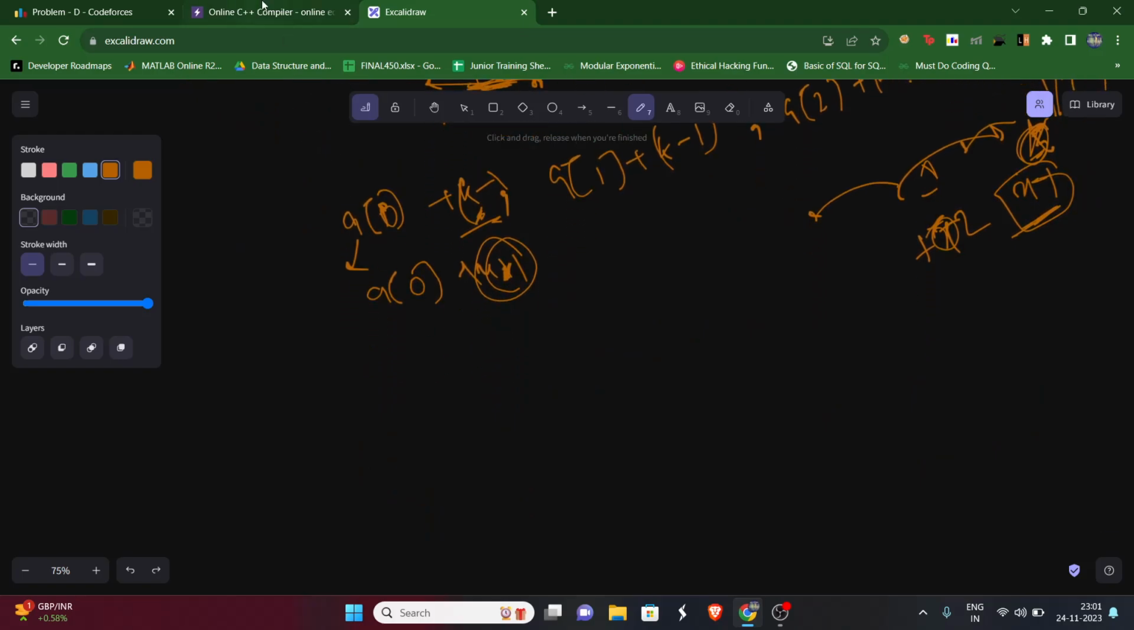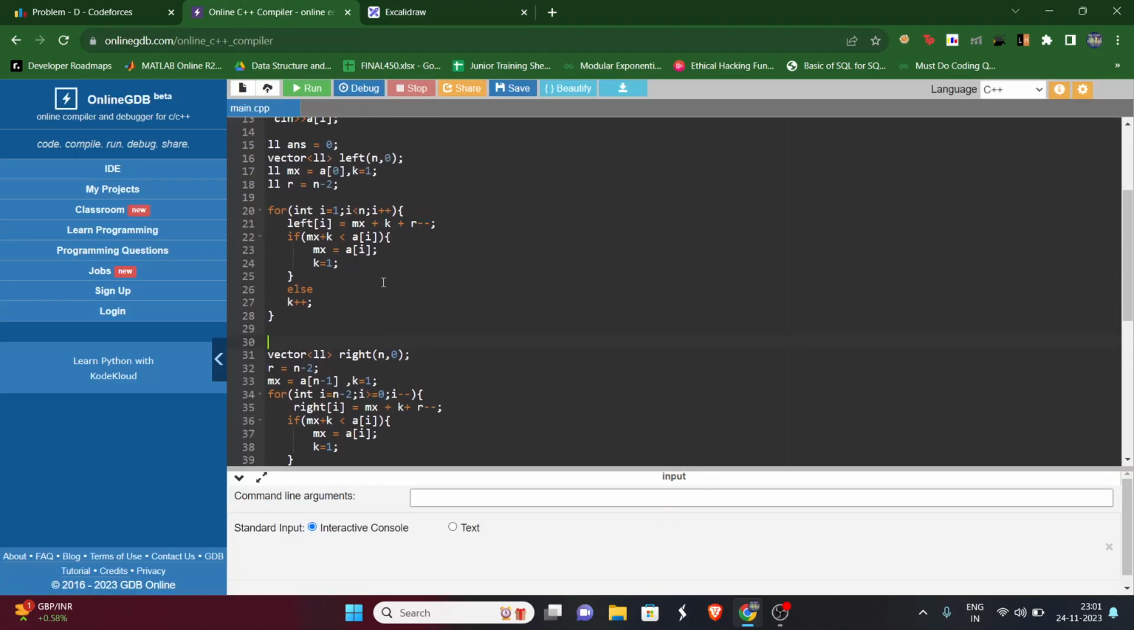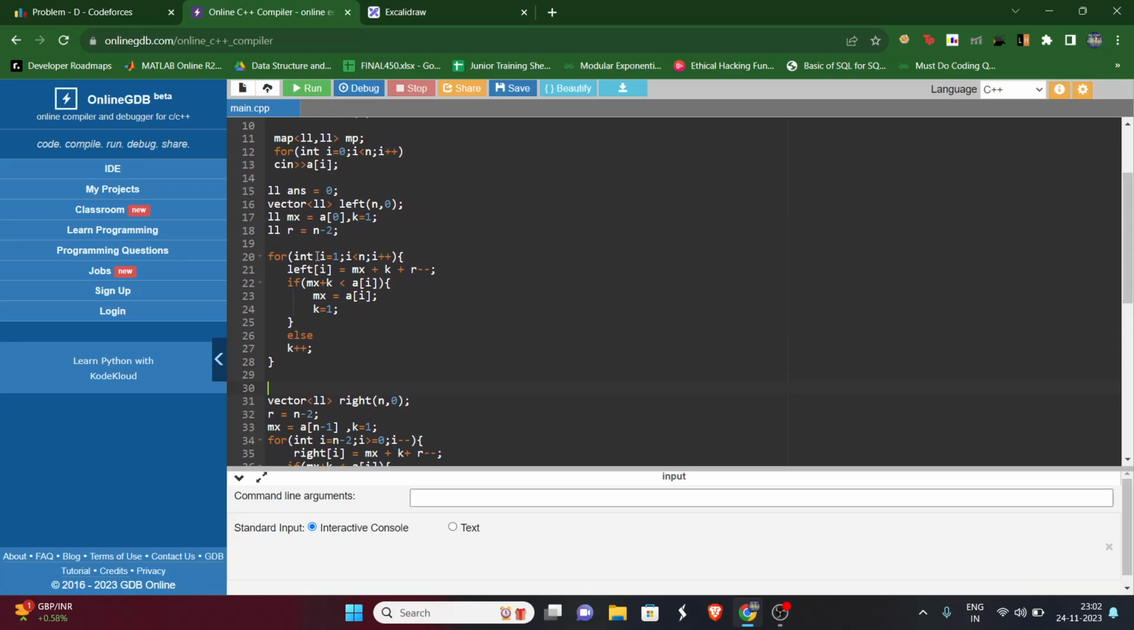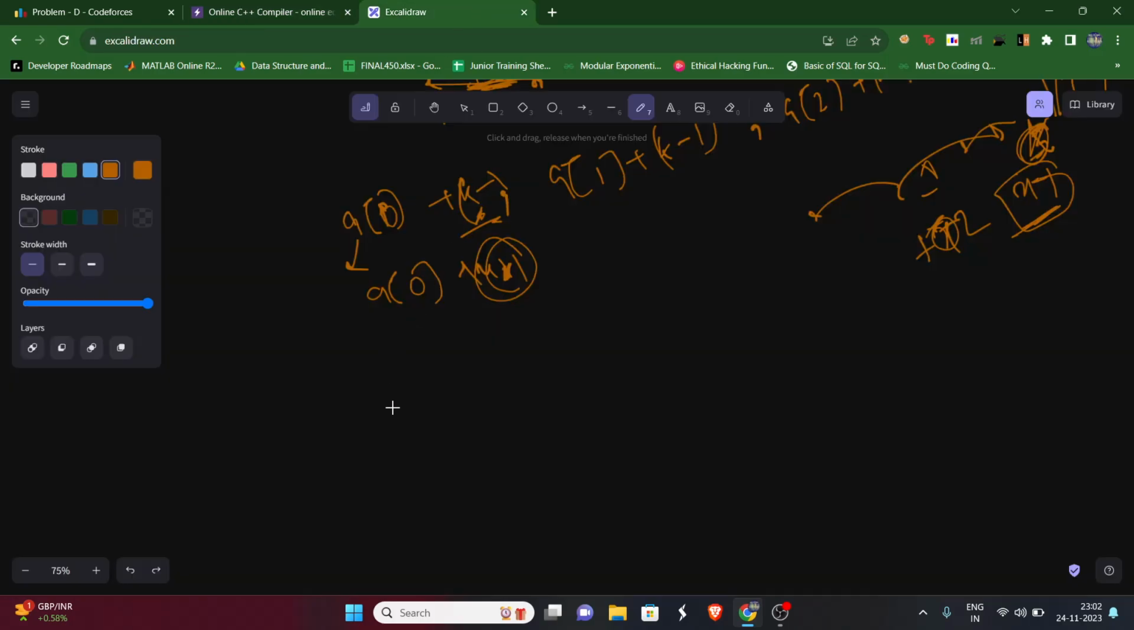So I think it would be better to explain with the code. Let's say what we'll do: for any index i, we'll store what will be the worst case if we want to kill all in the left, and in the right array, we'll store what will be the worst case if we want to kill all the elements in the right.